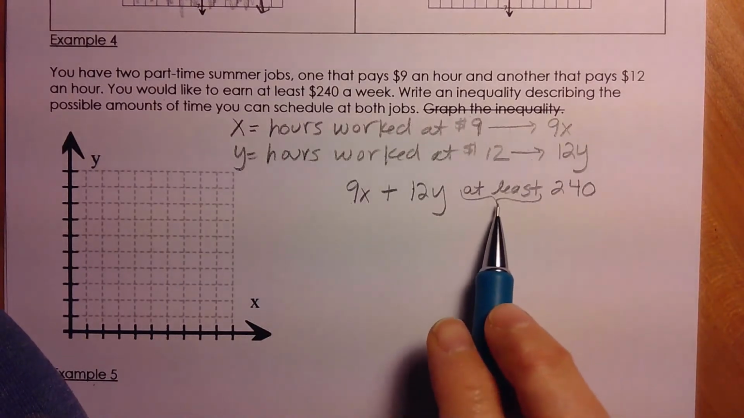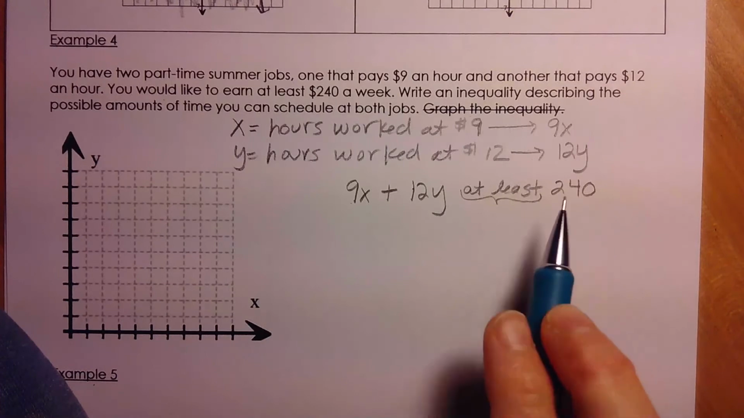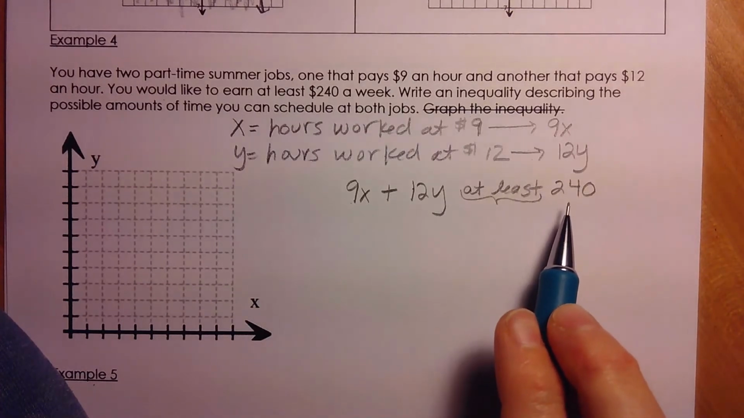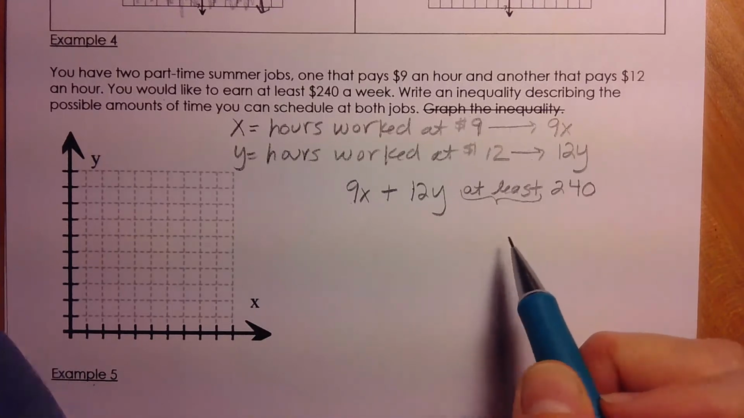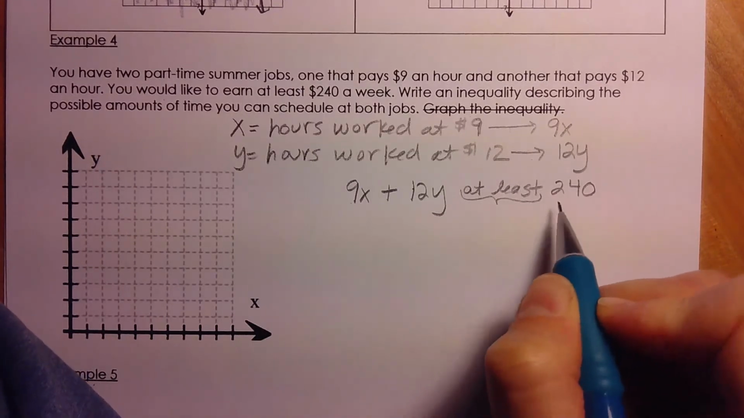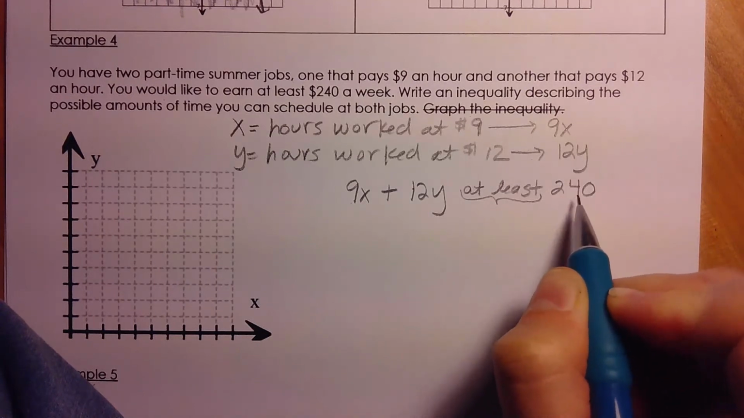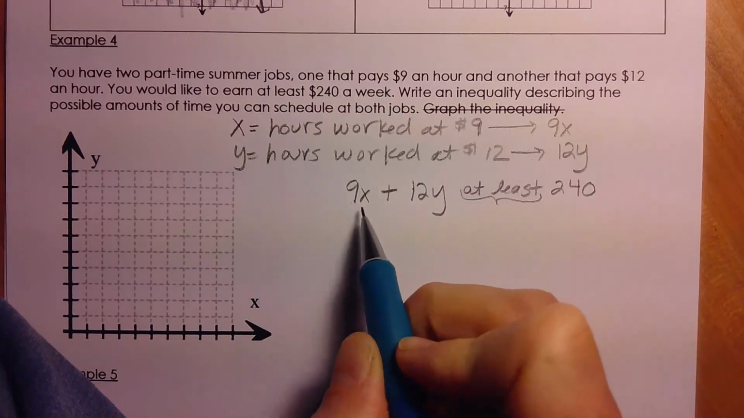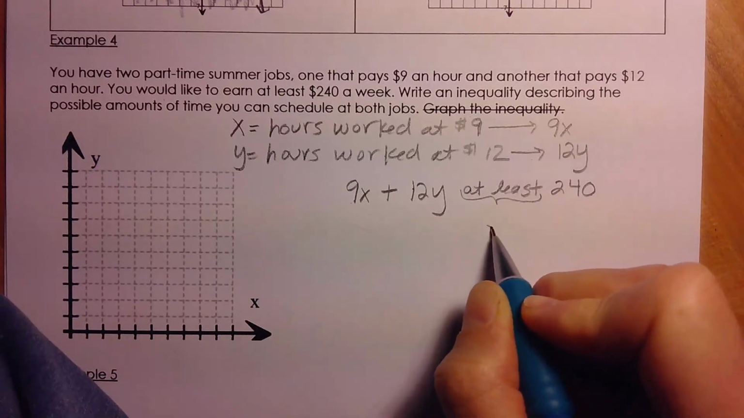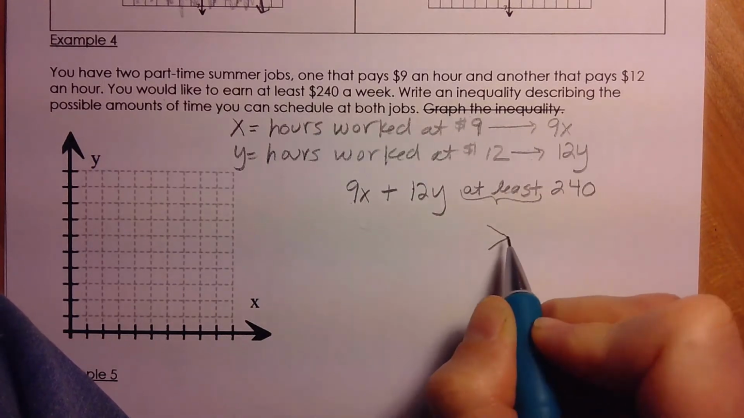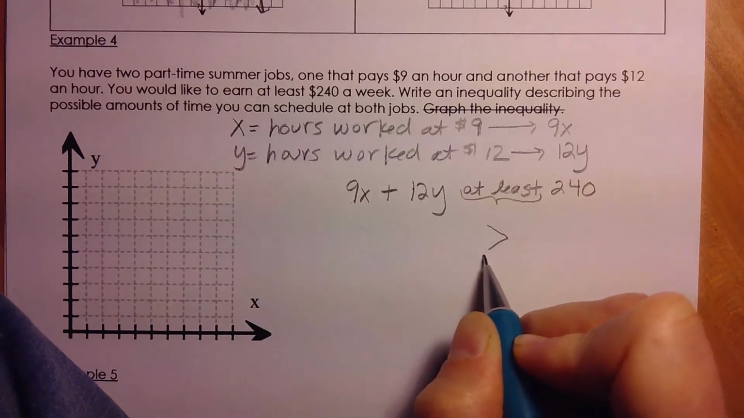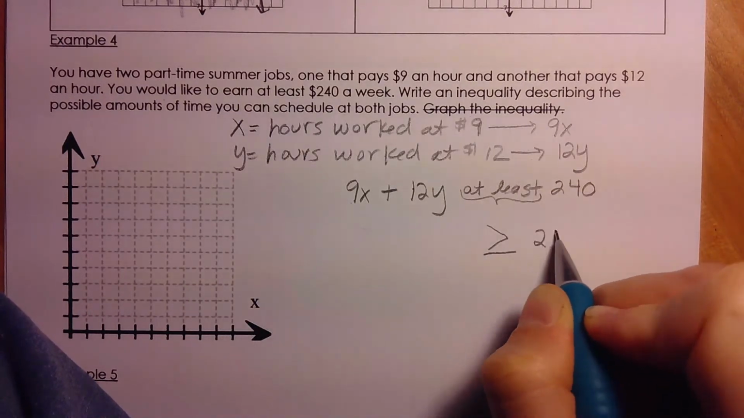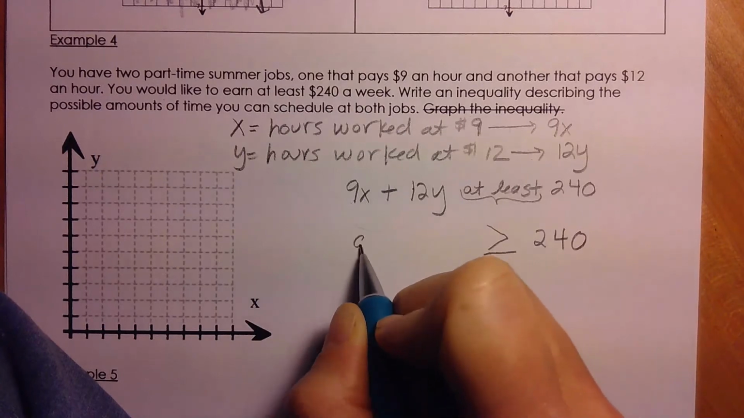So basically what that means is that 240 is the smallest amount of money that you want to earn, because you want to earn at least that, which means you want to earn that or more. So when you think about alligator mouth eating the bigger side, we want this to be the smallest dollar amount, and this is all the money that you want to earn. We want this side to be bigger. So alligator mouth eats the bigger side, right? And if we want to earn at least, we could also earn $240. So I'm going to put an equal to symbol there.